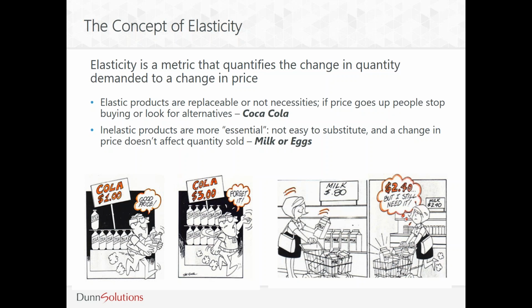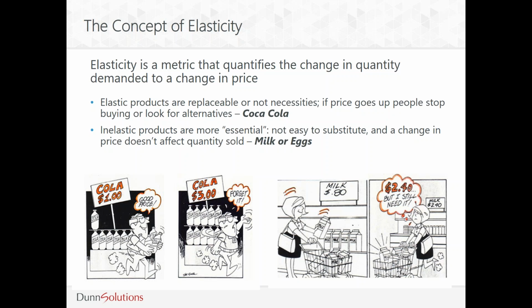Elasticity is a metric that quantifies the change in the quantity demanded of your product to a change in price. Now, this is a little simplified, but generally speaking, elastic products are replaceable and not necessities. So if the price goes up, people stop buying altogether, or maybe they look for alternatives. A good example could be Coca-Cola. If it's on sale, you might stock up. And if it goes up, well, it depends. You might decide to buy Pepsi instead.